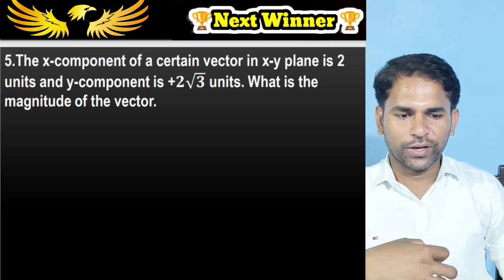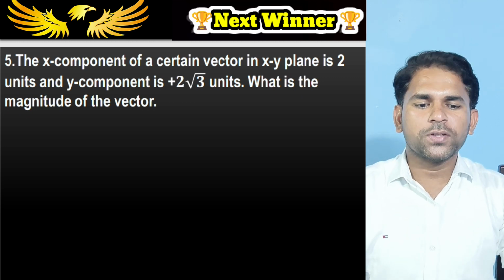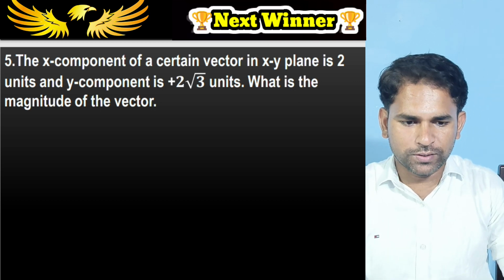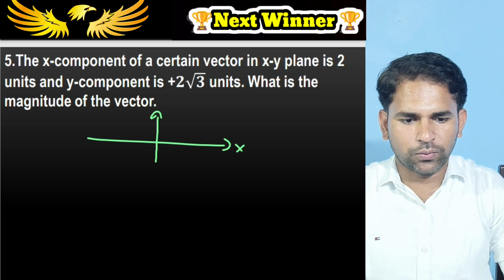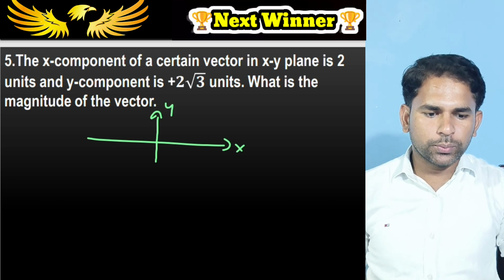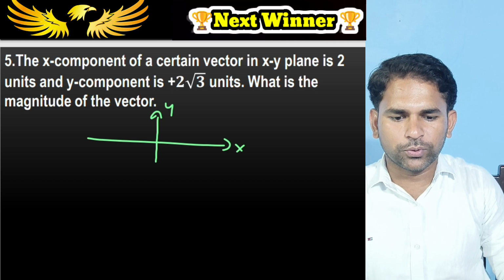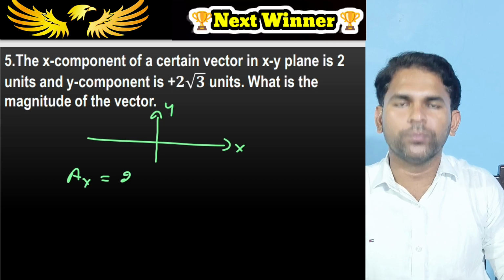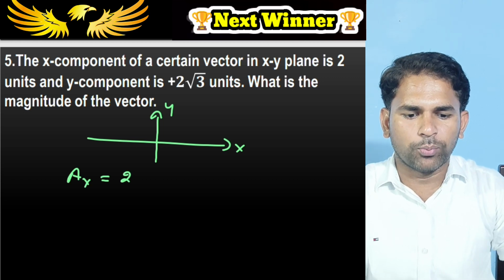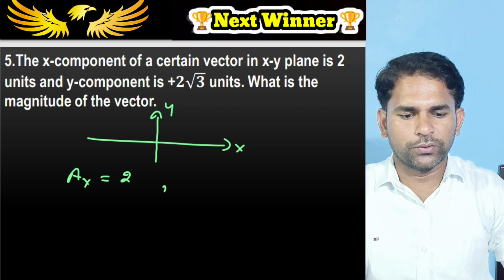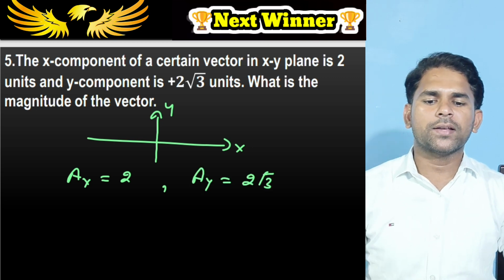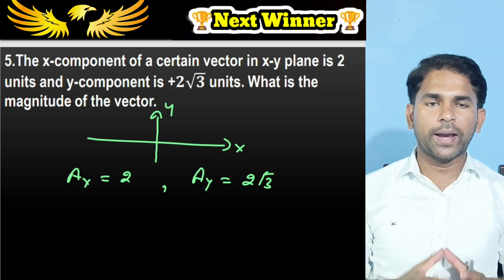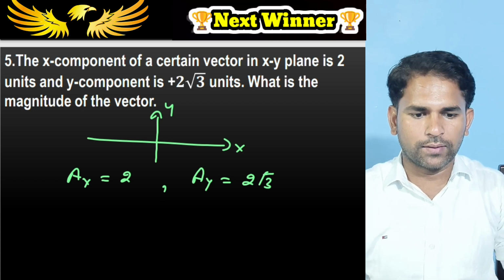Very good question. The x component of a certain vector in the xy plane is 2. X component, you know very well, suppose that we draw the components, this is x, this is y, so the x component is this component. So we can write ax is equal to 2, and they're telling the y component, so y component means this component, so we can write ay is equal to 2 root 3, and they are asking what is the magnitude of the vector. So what are they asking, very good.